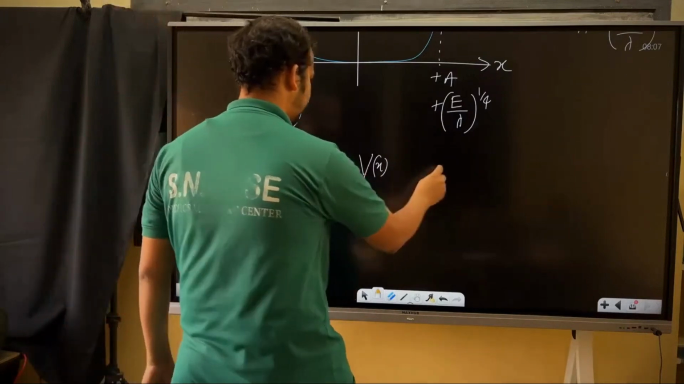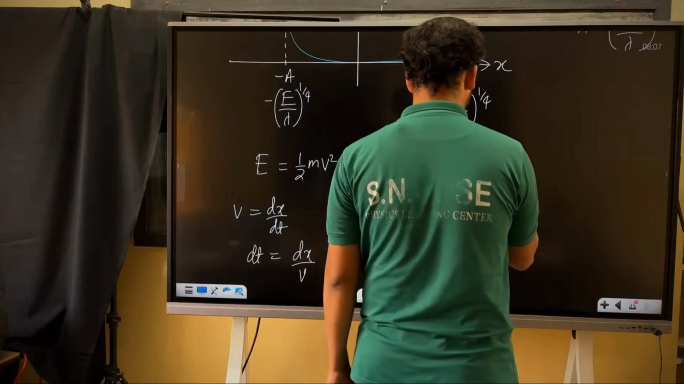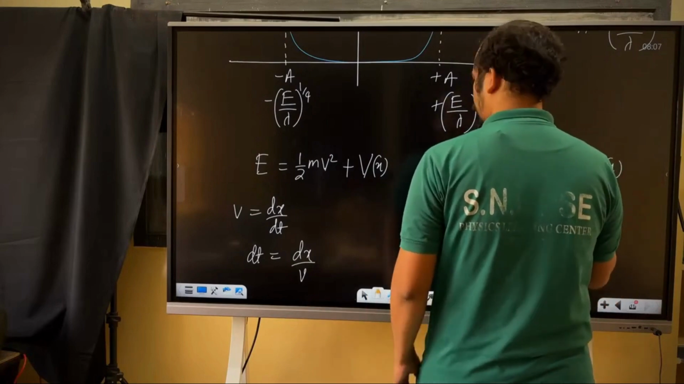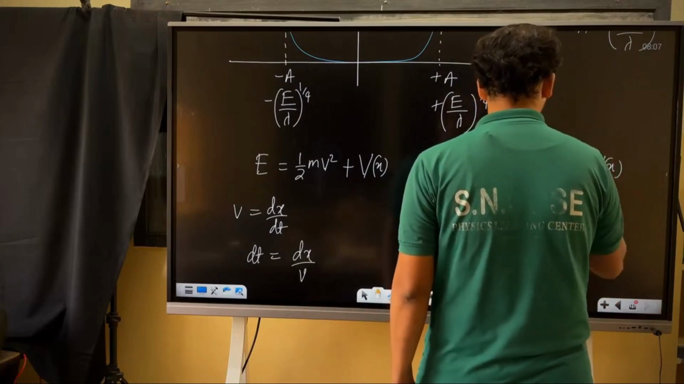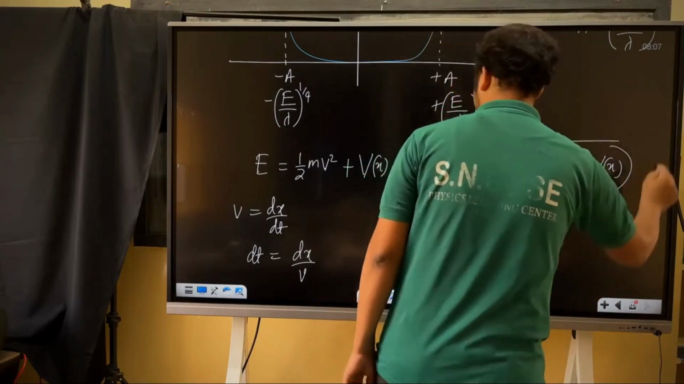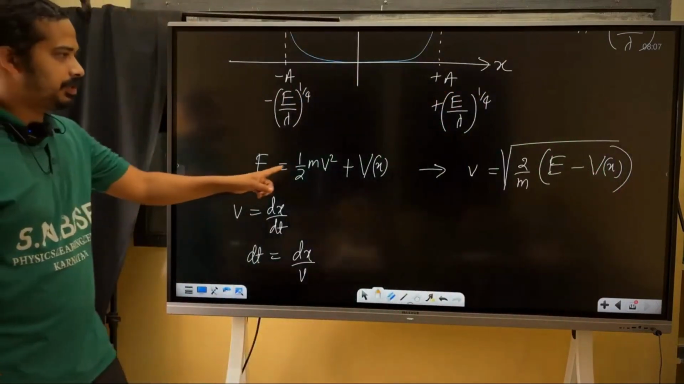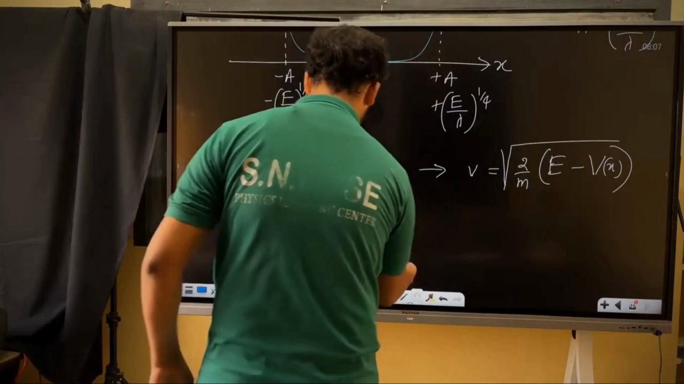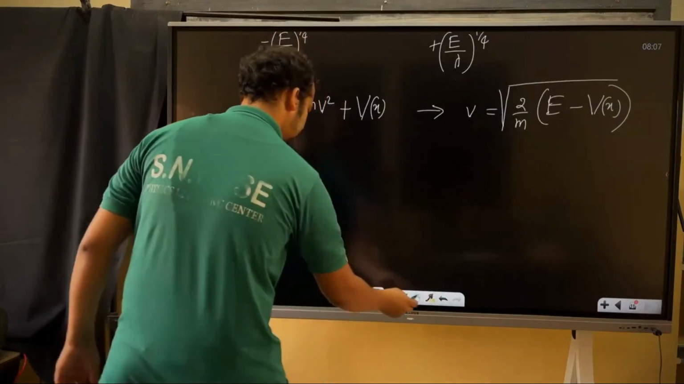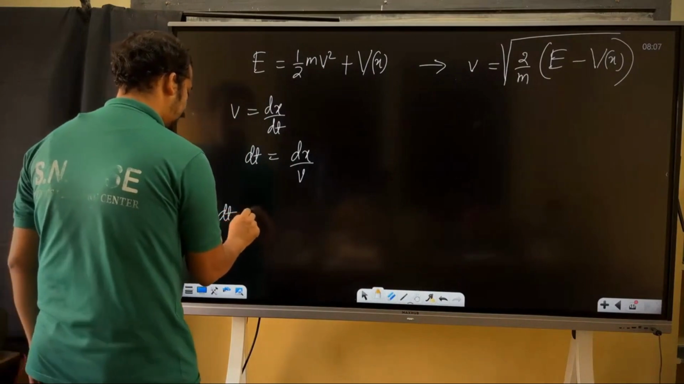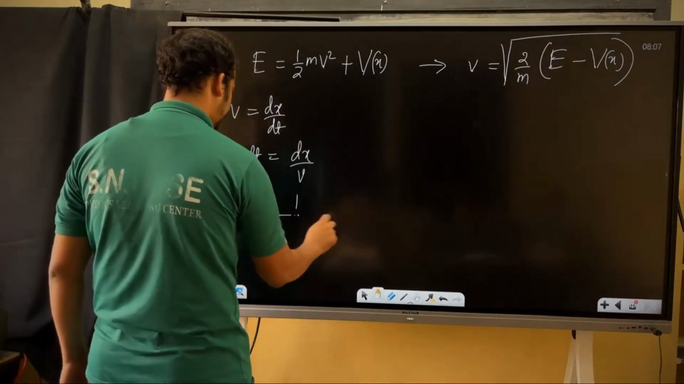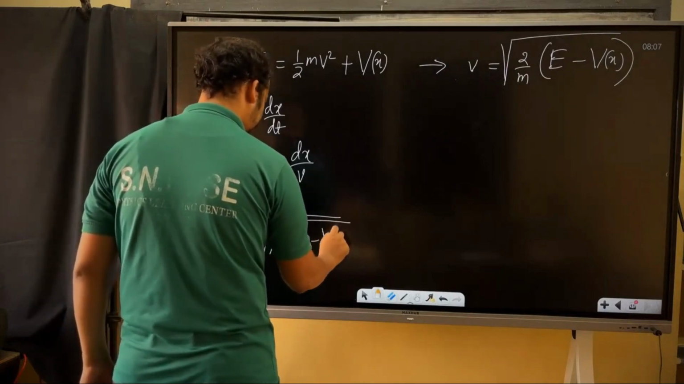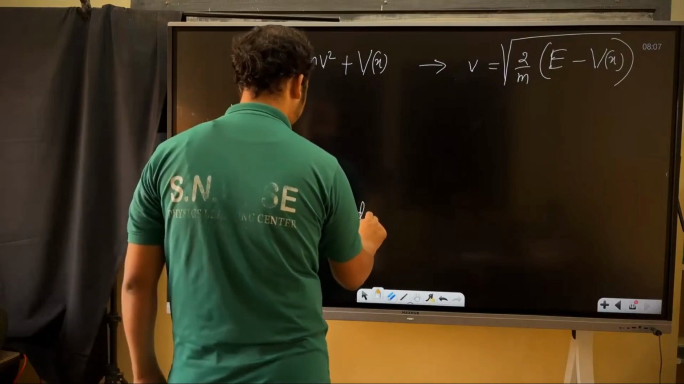So how do you write? From this expression, v is equal to under root 2 by m times E minus V of x. From this expression, solve for v. I wrote speed in terms of x now, function of x, E is constant. So now let me come here. What is this one? dt is nothing but 1 by root of 2 by m into E minus capital V of x potential, into dx, am I right?